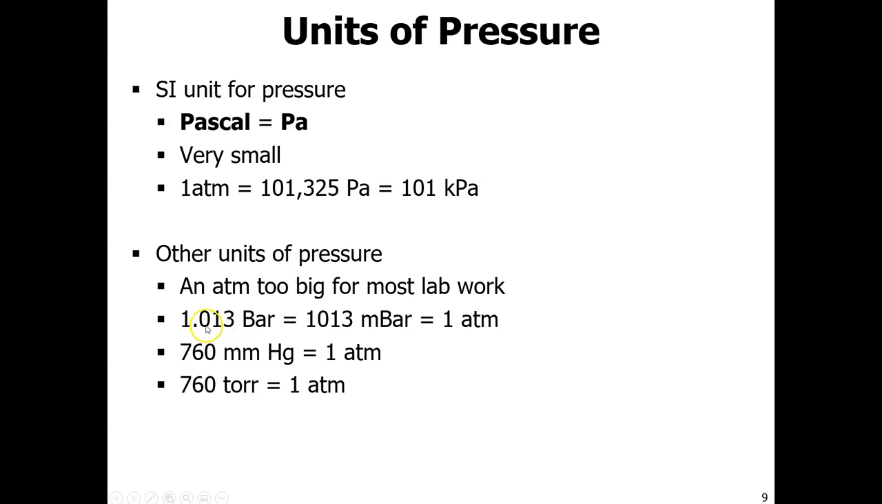Bars is another measurement. And millimeters of mercury we also mentioned. About 760 millimeters of mercury is equivalent to 1 atmosphere. Torr is another unit equivalent to mercury as well. Typically at sea level, 1 torr is equal to 1 millimeter of mercury. So this value changes depending on where you're at.